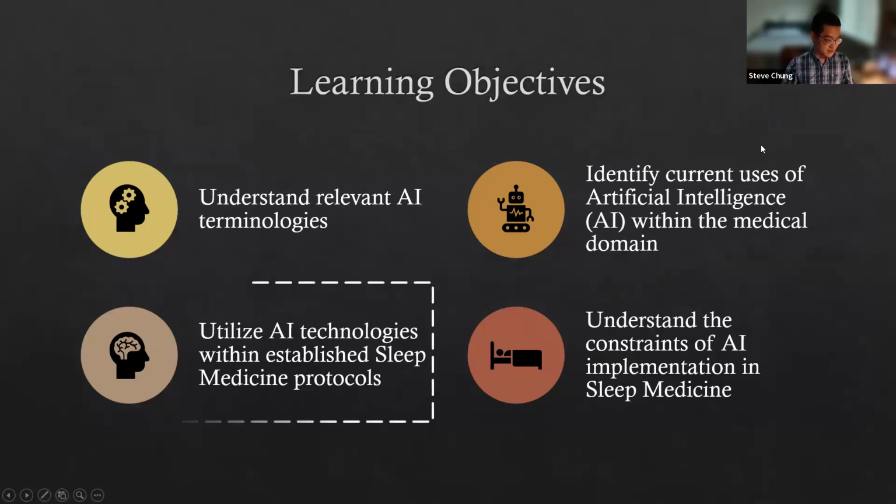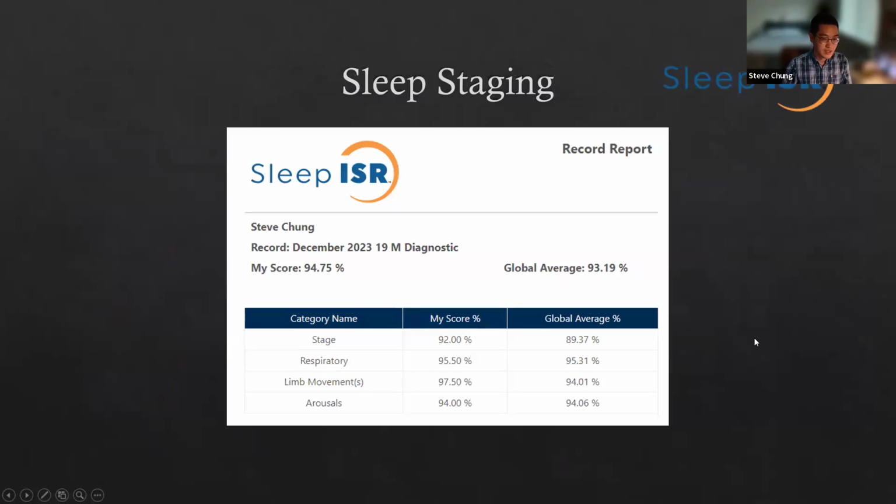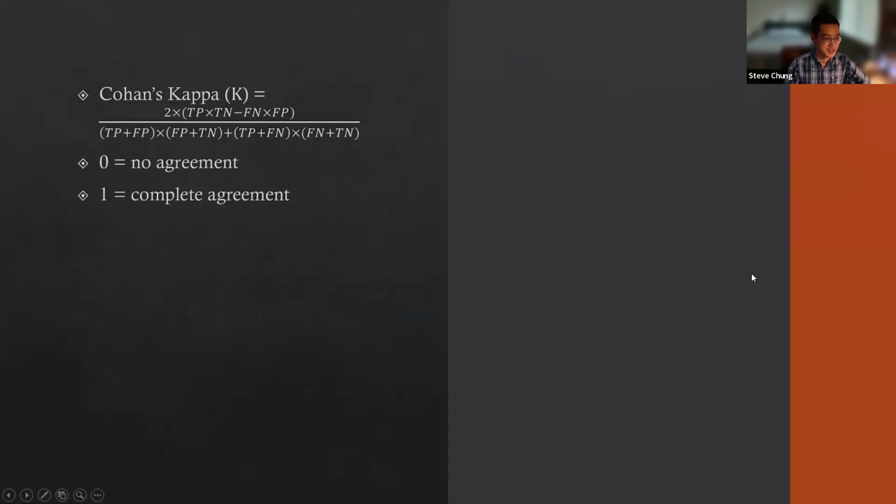So let's focus on what we can use AI for in the realm of sleep medicine. And to dive in, I've focused a lot on sleep staging. So for sleep staging, we go through our training, and then we go through sleep ISR, which compares our scoring with the global average. And here's a slice of my ISR that I did really quickly, not to flex, but just to show you my score compared to global, so on average.